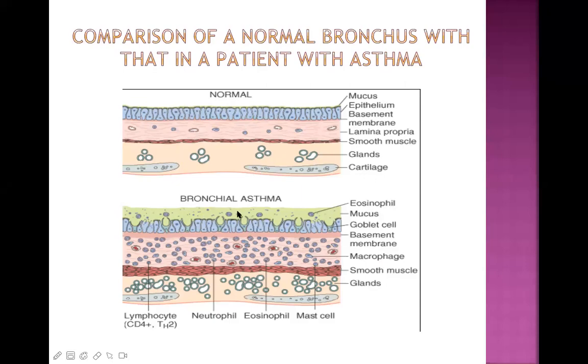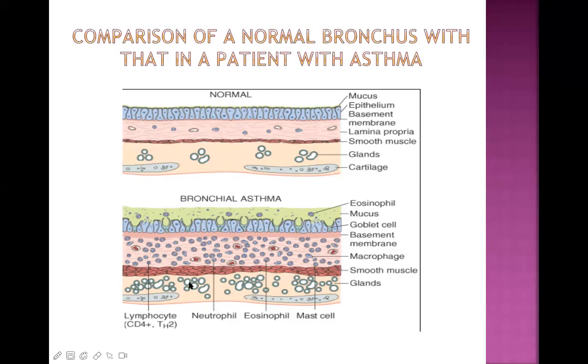Now I can explain that management with the help of this diagram. Ipratropium bromide is a very important drug in the management of asthma because it can decrease the secretion in the airway and it will dilate the airway, both. But salbutamol cannot do that. Salbutamol only dilates the airway, but it cannot decrease the secretion.